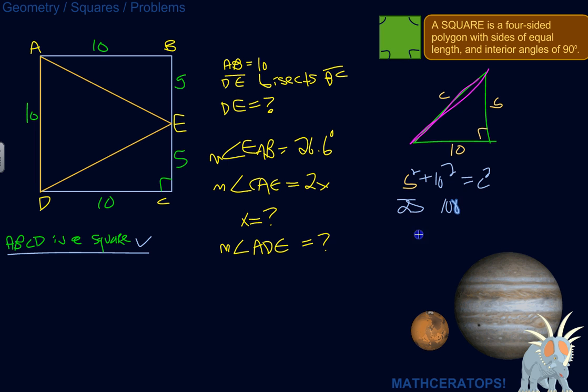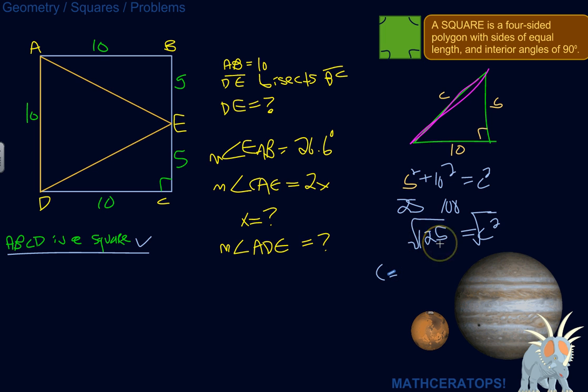25 plus 100 is 125, equals c squared. So c would be the square root of 125. Square root both sides. And let's just simplify that.